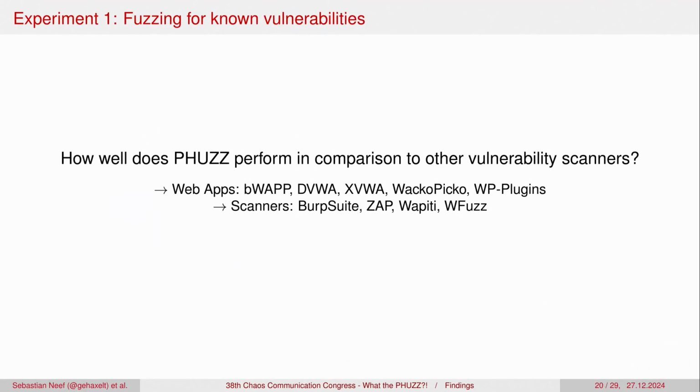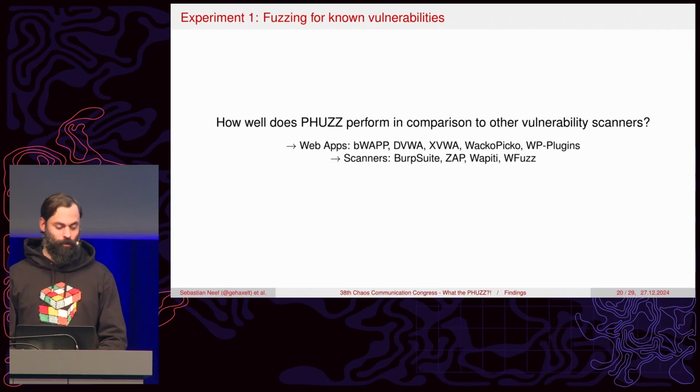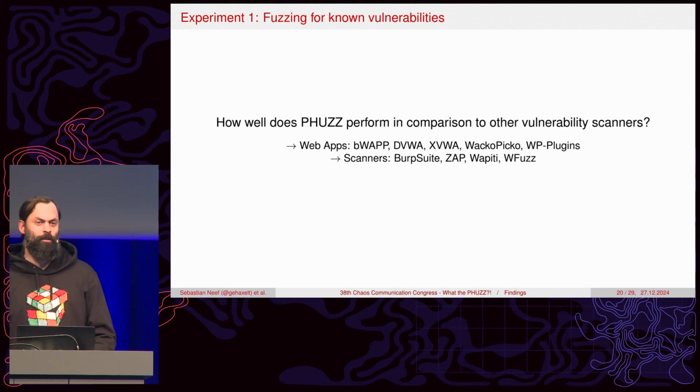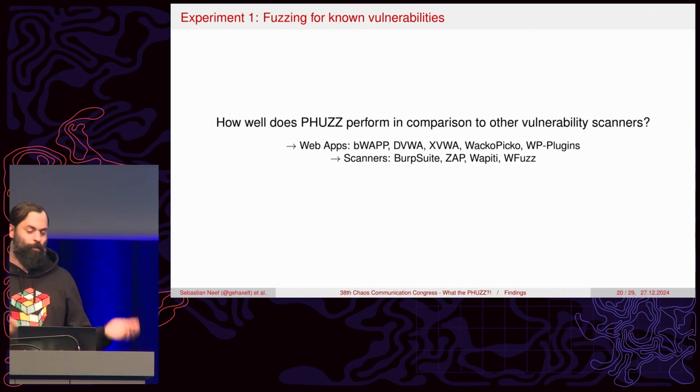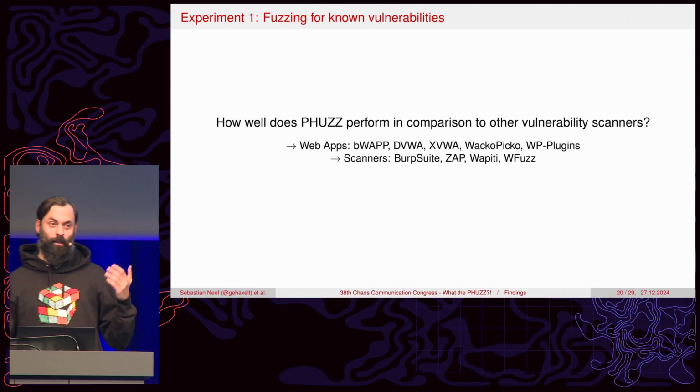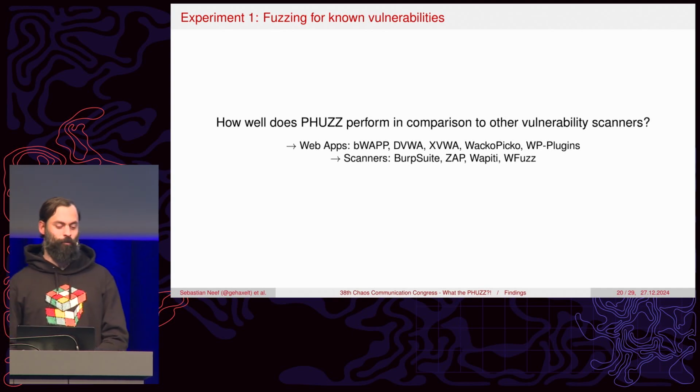So when you develop such a framework, you would want to have a specific baseline test for it. Our first question was, how well does Fuzz perform in comparison to other vulnerability scanners? Does the coverage-guided fuzzing approach even work? Does it bring any benefits? So in our first experiment, we fuzzed for known vulnerabilities.